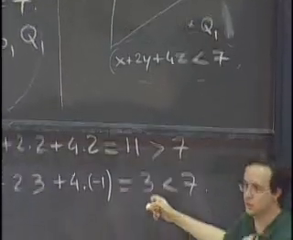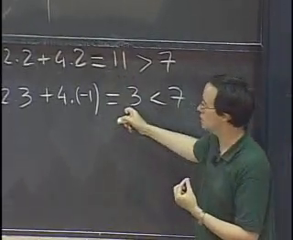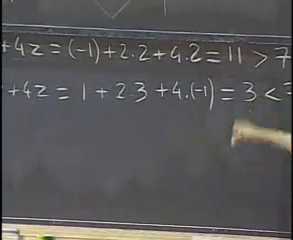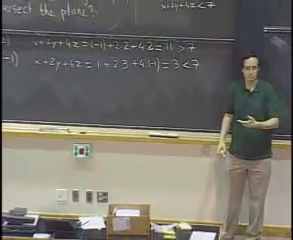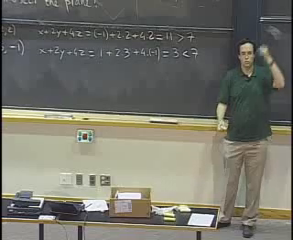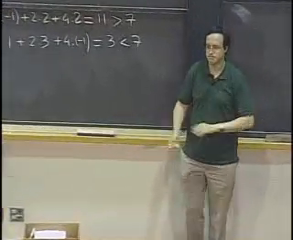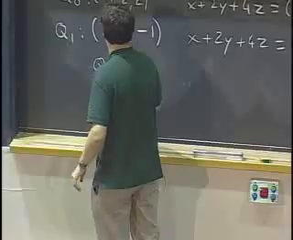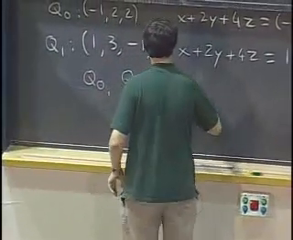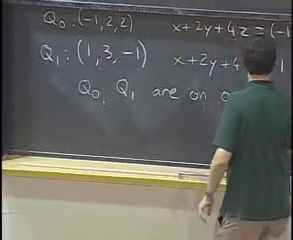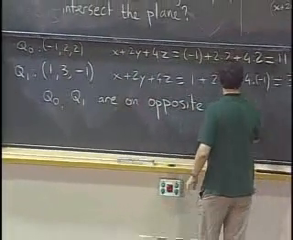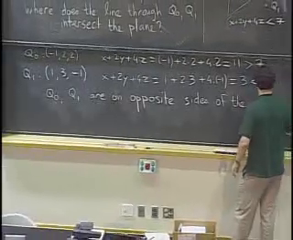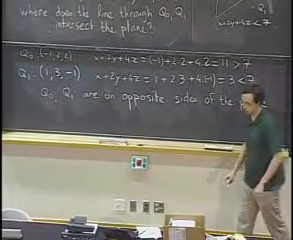If you're moving along any path from Q0 to Q1, this thing will change continuously from 11 to 3. At some time, it has to go through 7. Does that make sense? So to go from Q0 to Q1, we need to cross P at some place. So they're on opposite sides. OK.